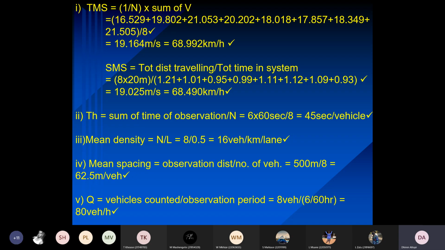That's what would be required of you in your test and your final exam. And then moving on to the space mean speed. If you go back to the formula, we did highlight the formula a few slides back. We said the space mean speed is the total distance traveled divided by the total time in the system.